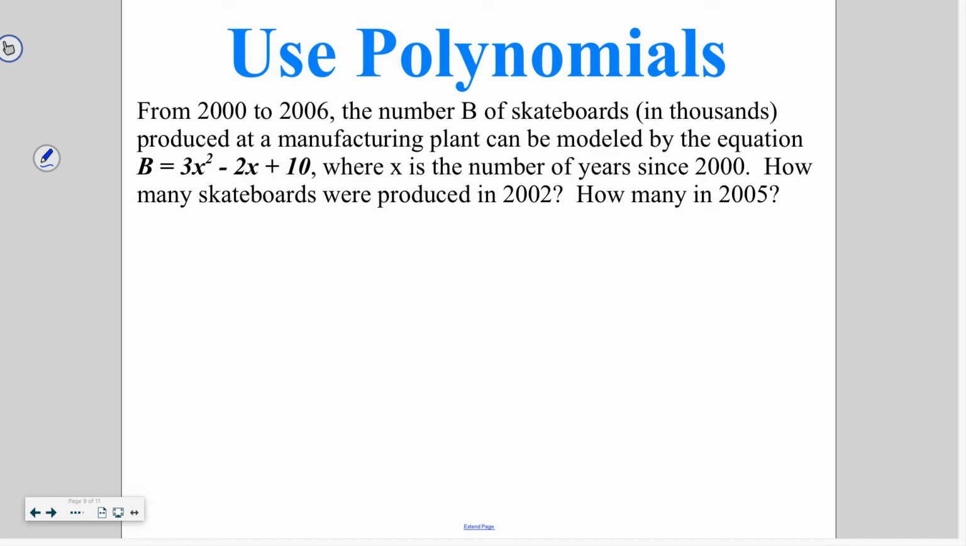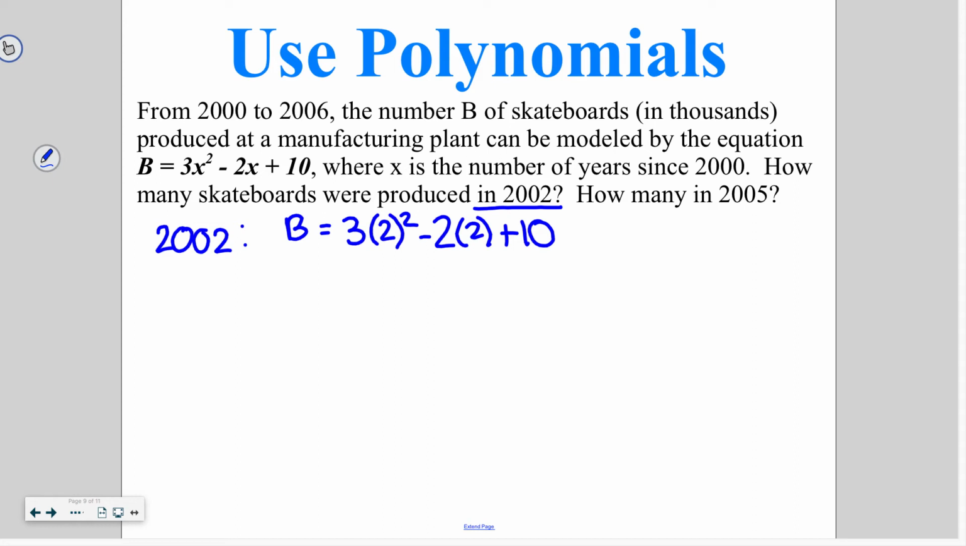First thing we want to do is deal with the first question, so 2002. We need to figure out what to plug in for x. It is looking for the years since 2000. 2002 is 2 years after 2000. So when we're looking at 2002, we're going to have B is equal to 3 times 2 squared minus 2 times 2 plus 10. So when we solve the problem, that is 18. Remember, it noted that this is in thousands, so this is 18,000 skateboards.